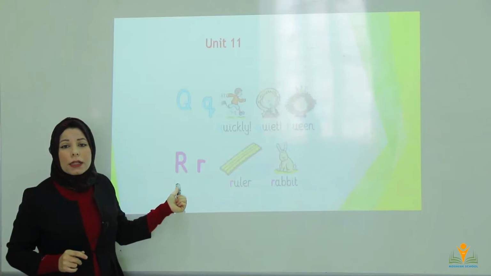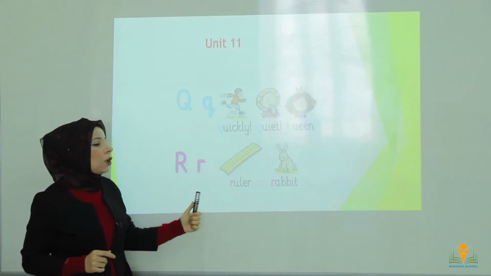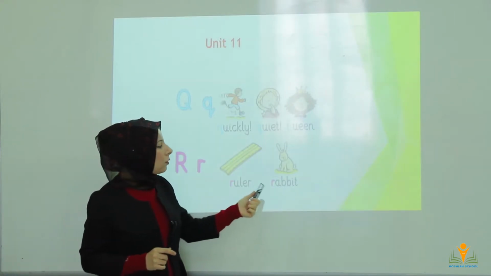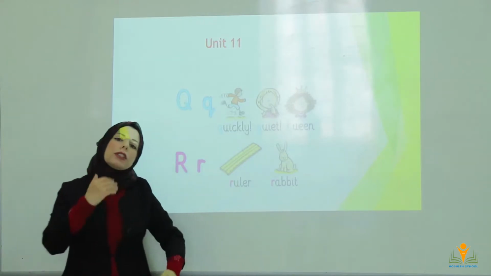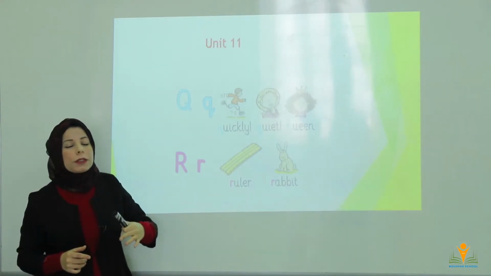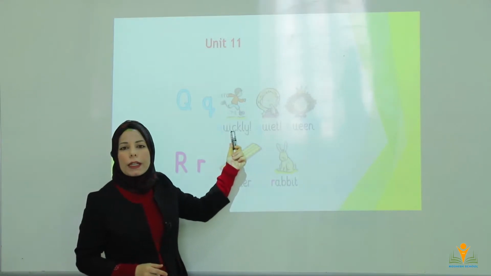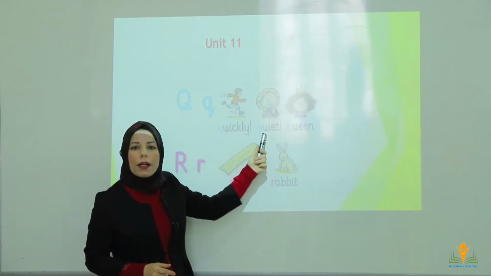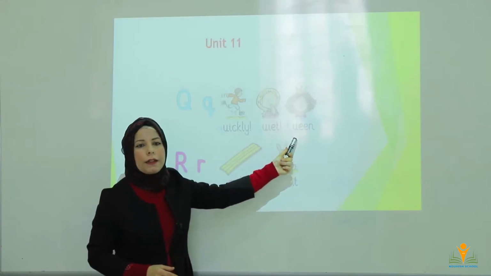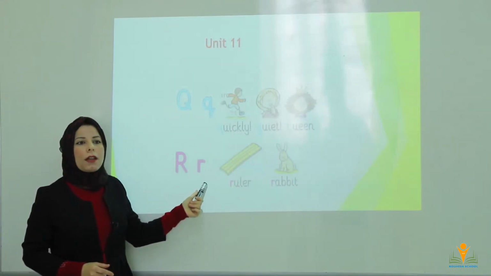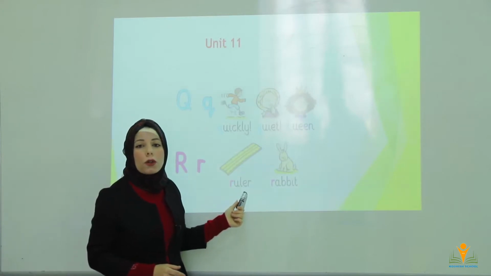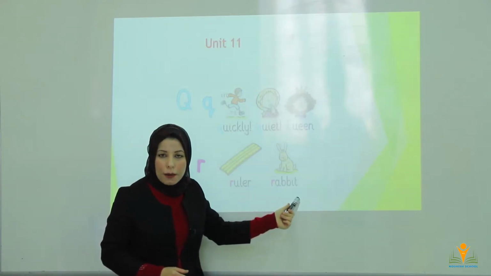We have R capital, R small. Ruler, rabbit. I'm gonna read it one more time for you guys. You have to repeat it after me. Q capital, Q small. Quickly, quiet, queen. R capital, R small. Ruler, rabbit.